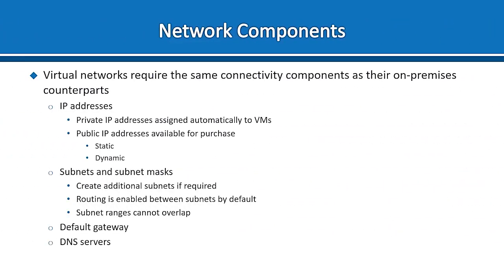Now, virtual networks require the same connectivity components as their on-premise counterparts, so there is no difference. Everybody here should have a good amount of networking background, I would think, so we're not going to spend a ton of time here. But, basically, I am going to need an IP address, right? Just because I'm a virtual machine, a virtual NIC, doesn't mean that the basic connectivity requirements are different. So I have to have an IP address. You will get a private IP address that will be assigned automatically to all of the virtual machines within a particular VNet.